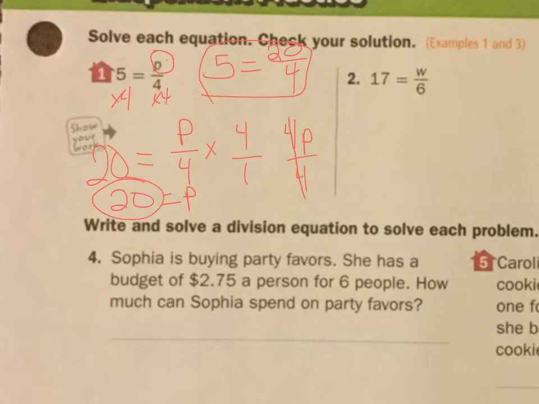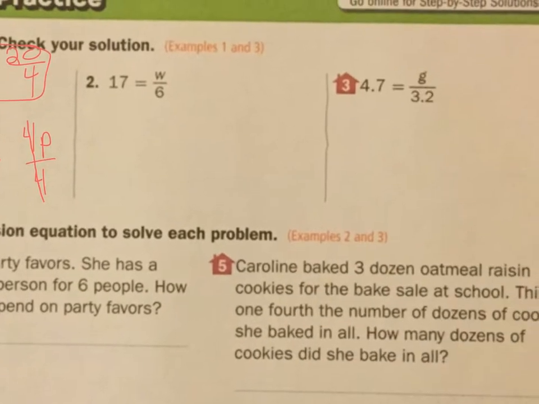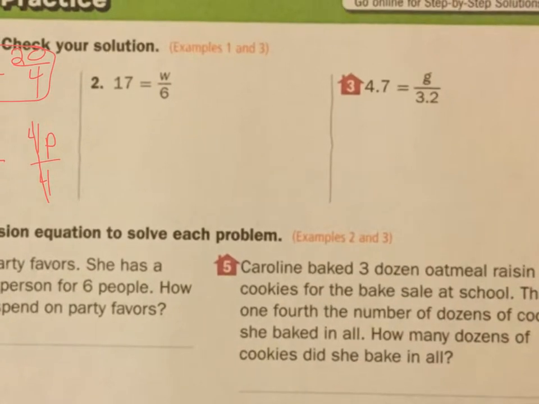All right, let's go over to number 2. 17 equals w divided by 6. I want to get this w all by itself. So it's divided by 6. I times each side by 6. So 17 times 6 equals w divided by 6 times 6 over 1.